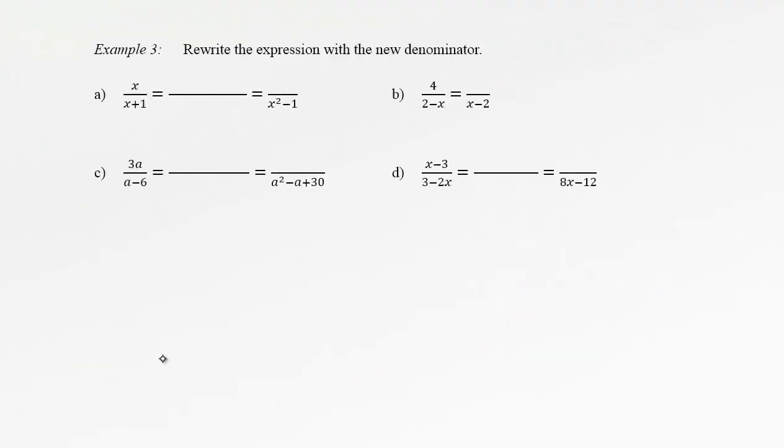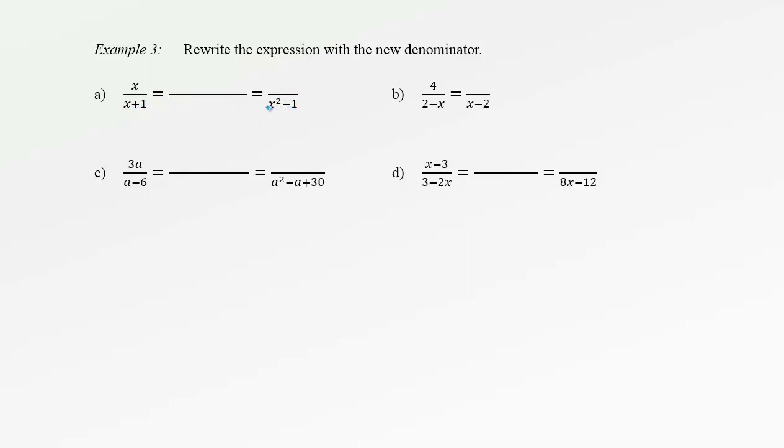Before we start adding or subtracting rational expressions with different denominators, let's practice one more preparation exercise. How do we extend a fraction to the new denominator? Let's say we have this expression, but we would like to write it with the denominator x squared minus 1, because maybe that will be the common denominator. So how do we change this fraction to a fraction with such denominator?